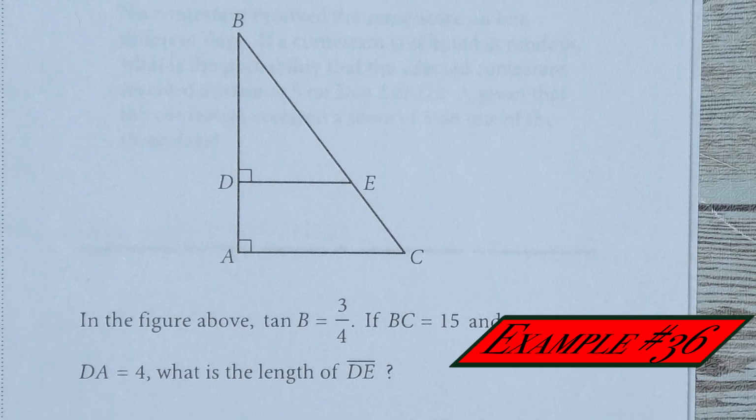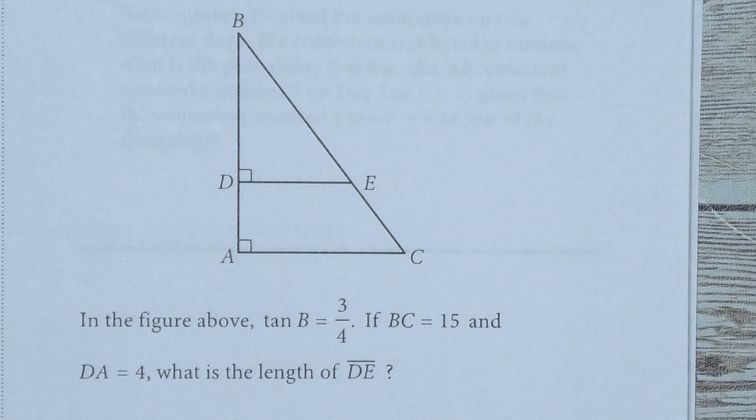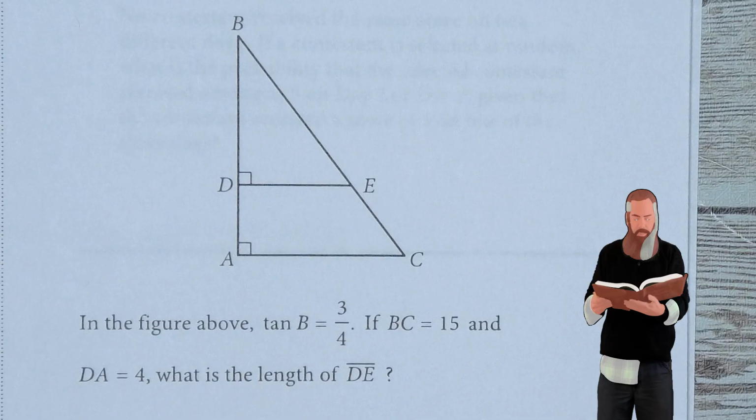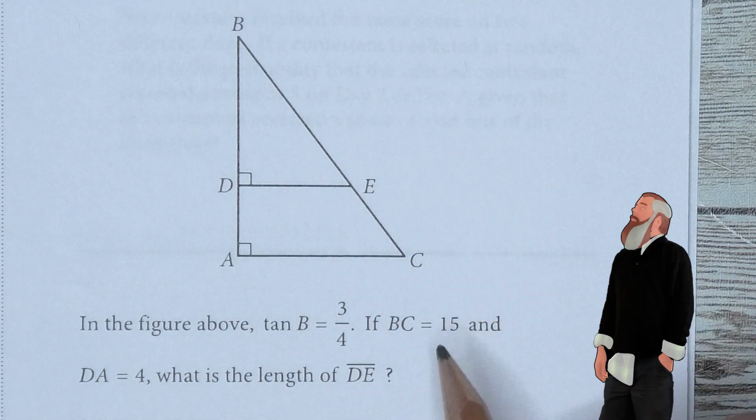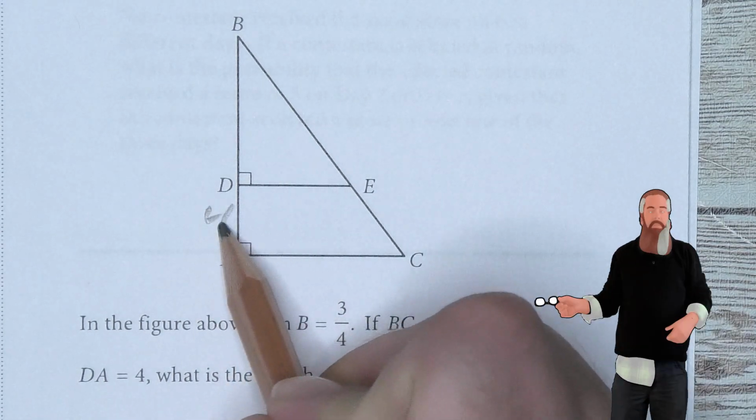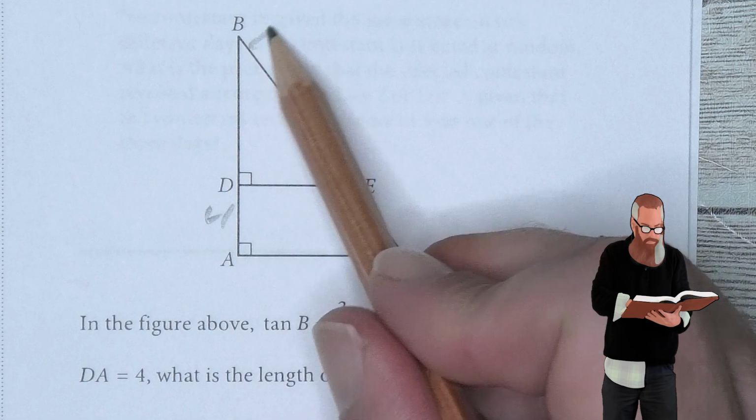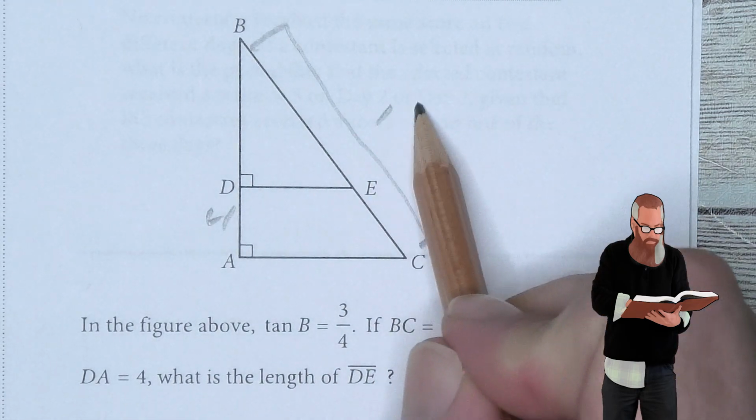In the figure above, tangent of B is equal to 4 over 3. If BC is equal to 15 and DA is equal to 4, what is the length of DE? Let's fill in some information that we do know here. They said DA is equal to 4. They said BC, all of this, is equal to 15.